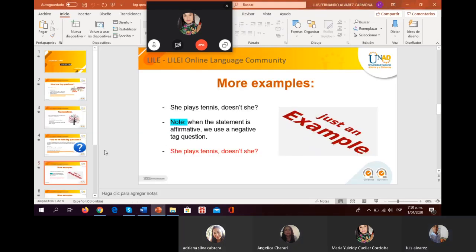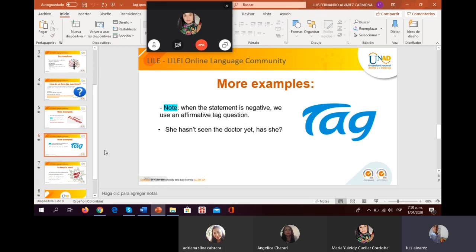So another example. Let's go back to Angelica. Read it, please. More examples. When the statement is negative, we use an affirmative tag question. She hasn't seen the doctor yet, has she? Very good. She hasn't seen the doctor yet, has she? It is negative, affirmative in here.